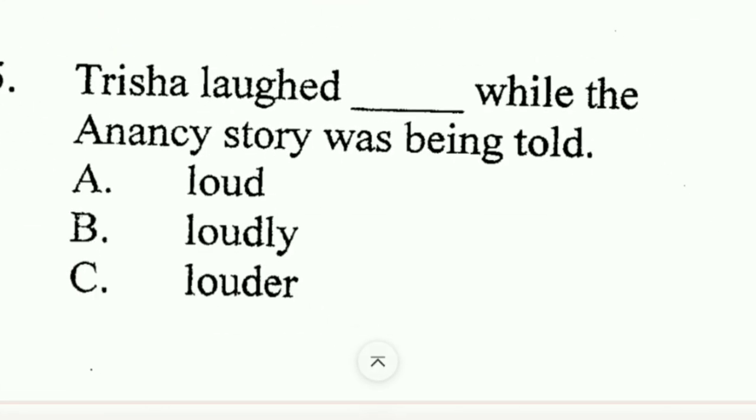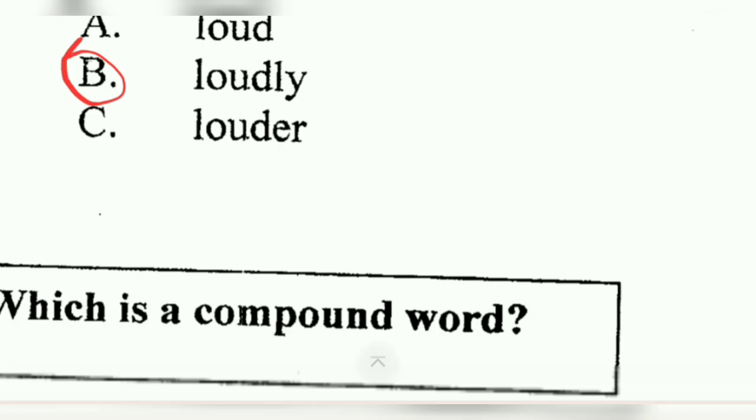25. Trisha laughed while the Anansi story was being told. A says Trisha laughed loud while the Anansi story was being told. B says Trisha laughed loudly while the Anansi story was being told. And C says Trisha laughed louder while the Anansi story was being told. Now, if you're remembering adverb, you're looking for an adverb here which will be telling you how she laughed, right? How did she laugh? Loudly. So Trisha laughed loudly while the Anansi story was being told. The answer is at B, telling you how she laughed.